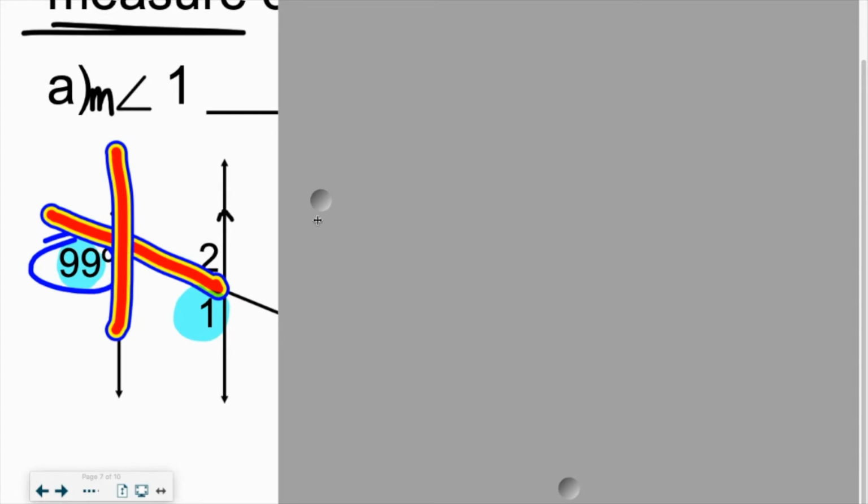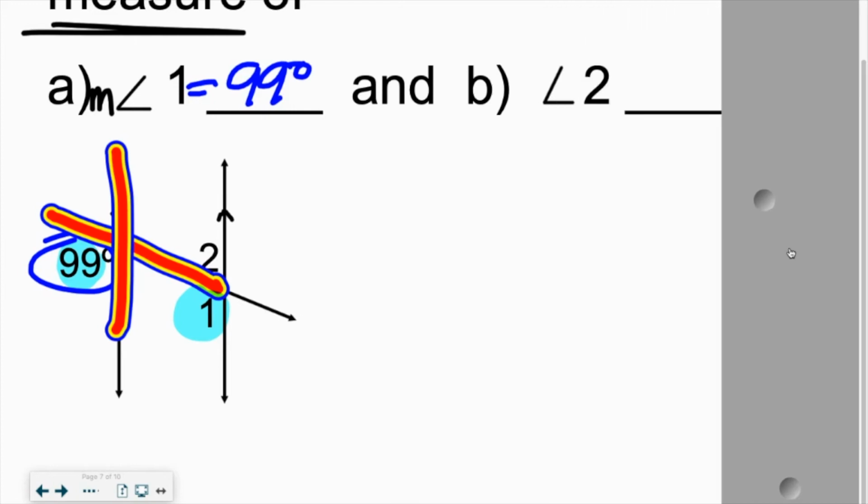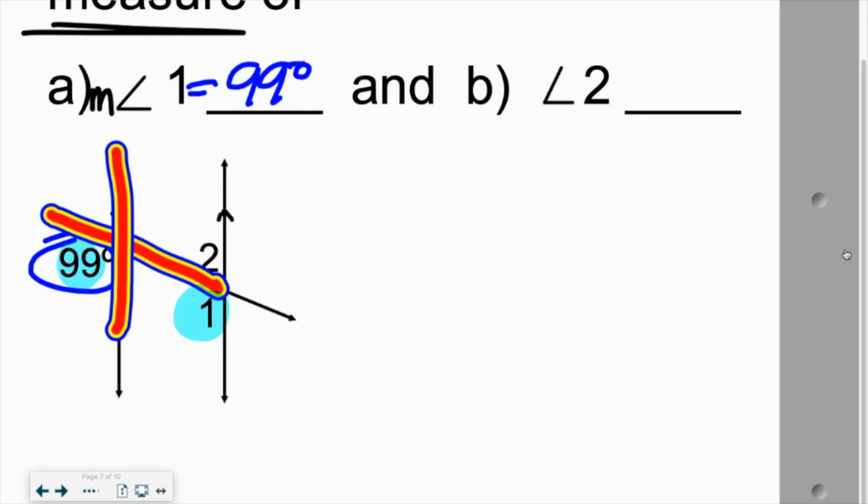So that means measure of angle 1 equals 99 degrees. Why? Because they're corresponding. So if you need to put that in there, you can put corresponding angles. If it asks us to justify here, it doesn't.